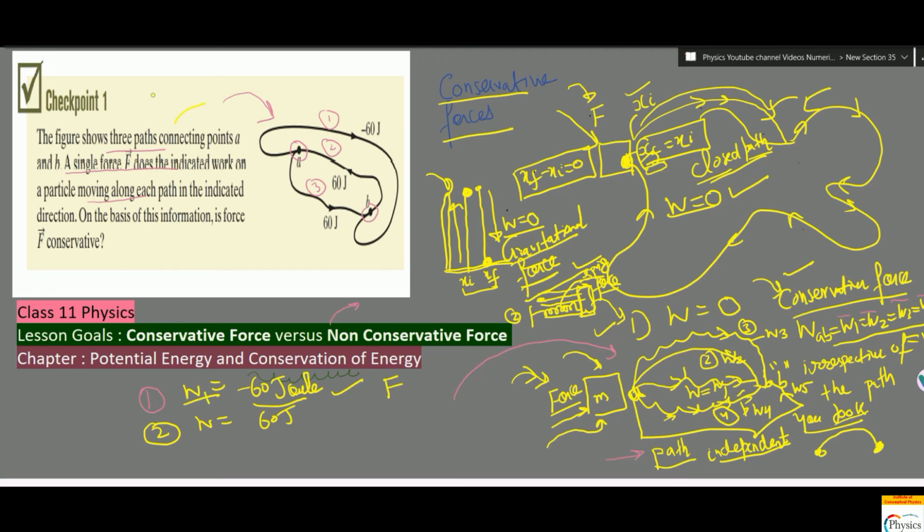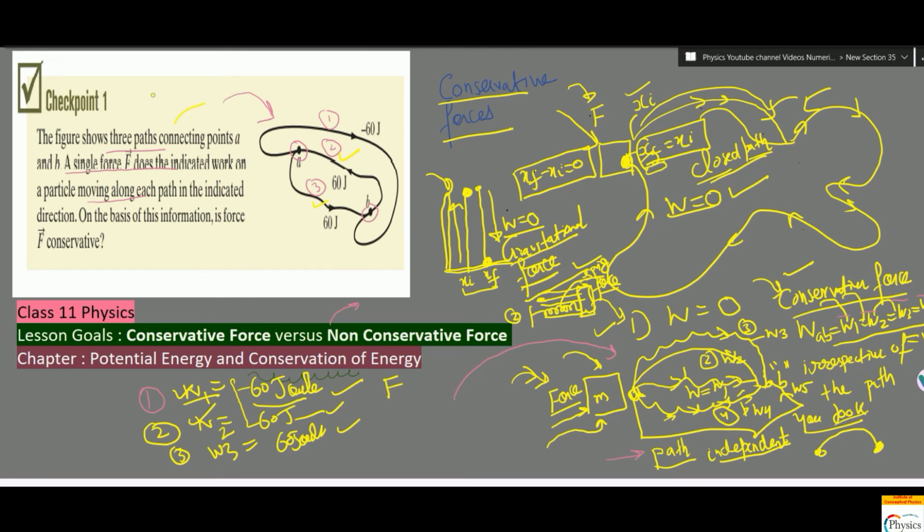Okay, this is W1, this is W2, and then W3. W3 is equal to 60 joules. As simple as that. If you see, do you think this condition is being met? Is W1 equal to W2? It is, right? But is W2 equal to W3? Sorry, W1 is not even equal to W2.